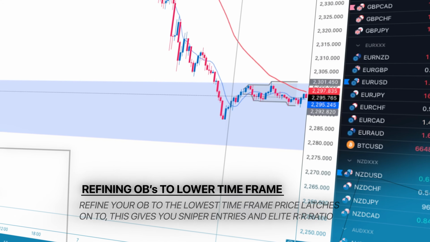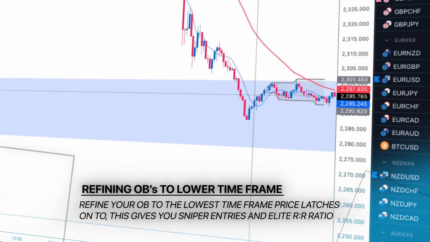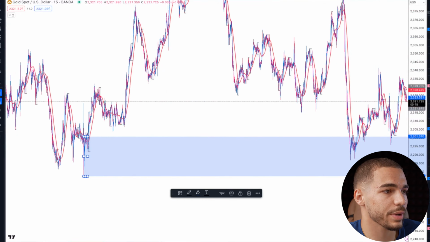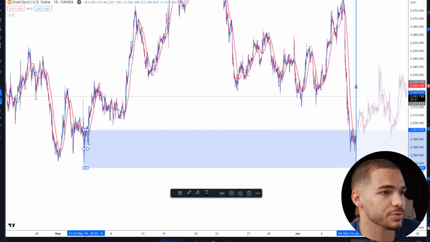Now this is a very important piece of the strategy. So I want you guys to refine all the way down to the lowest time frame you can possibly find that price latches into that order block. So in this case, it was the minute 15 time frame. And if we go to where we entered from, it was actually when price reached this area here.